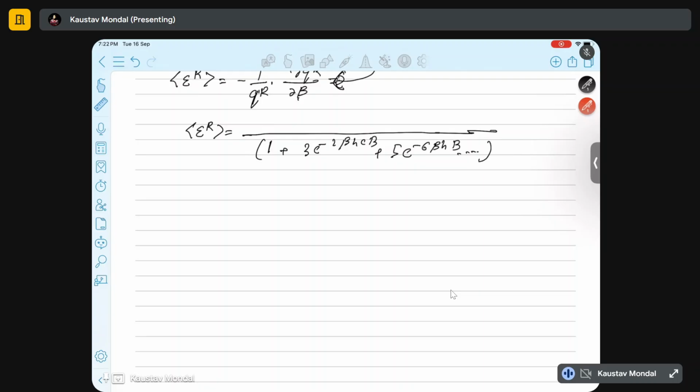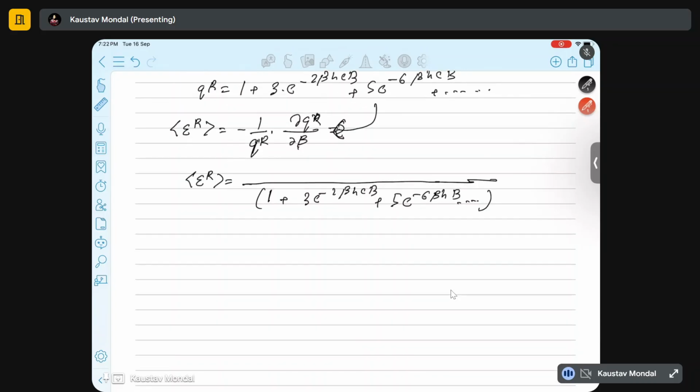This is the QR part. If you take the derivative of QR with respect to beta, the first term would be 0. The next term, 3 into 2, would give you 6, and a minus sign would also be there. So minus 6 hcB into e to the power minus 2 beta hcB.